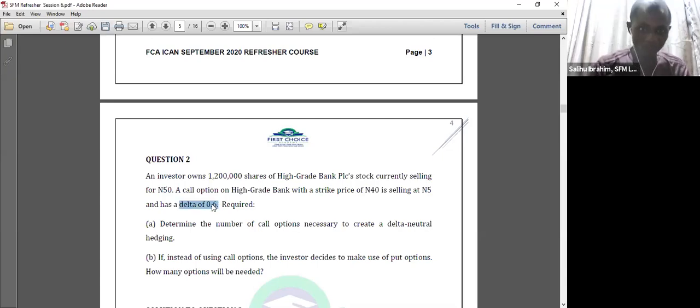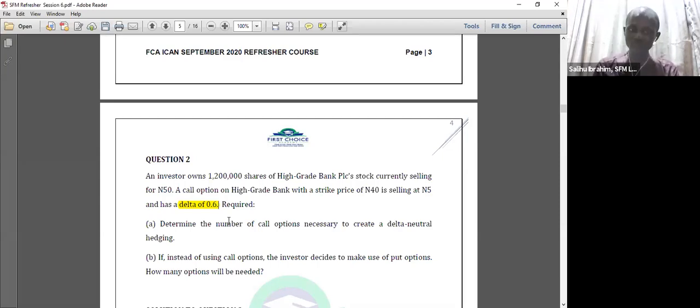Delta. Who is from Delta State here? Who is from Delta State? I know you will answer me now because I've mentioned the name of your state. We have a lot of Delta people here. So we are back in your state now, Delta State.